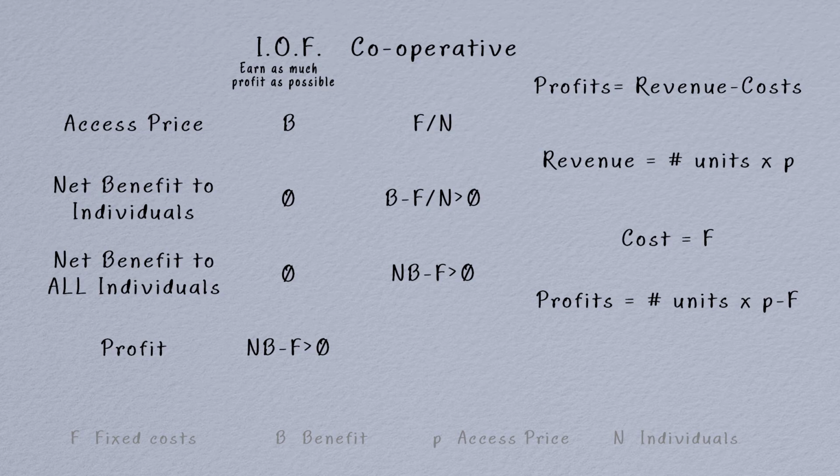The one thing we haven't talked about yet is what the profits of this cooperative would be. In this case, the cooperative just breaks even in supplying the good to its members. It gets revenue of F because it's charging an access price of F over N, and it multiplies that by the number of members, which is N, and it gets a revenue of F. And its costs are F, so if you take F minus F, you get 0. So the co-op, as a business, just breaks even. The benefits in this case go to the individuals, to the individual members.